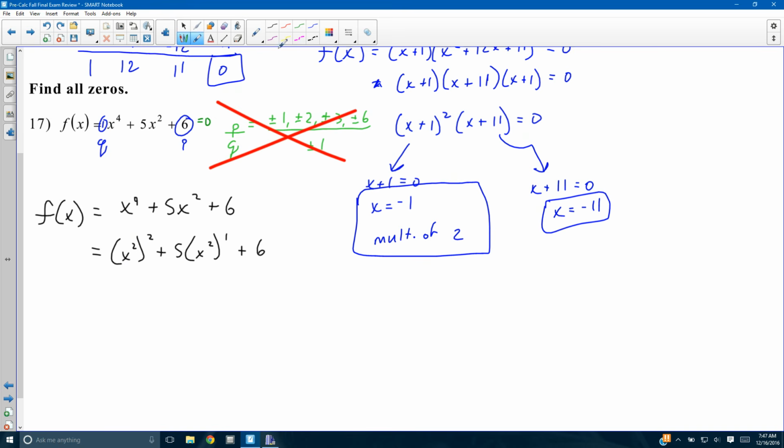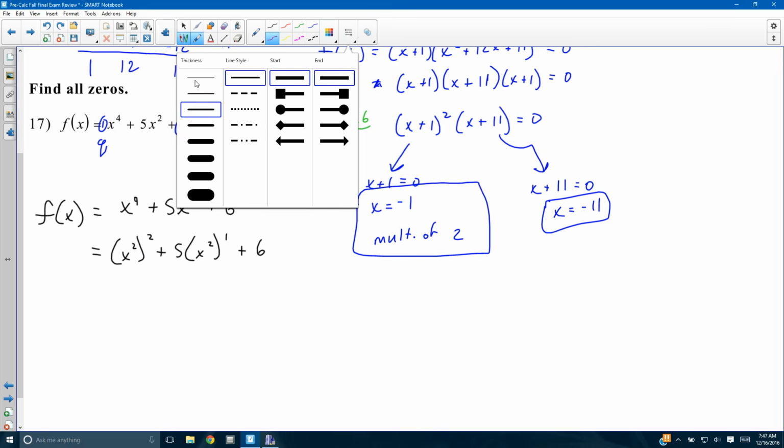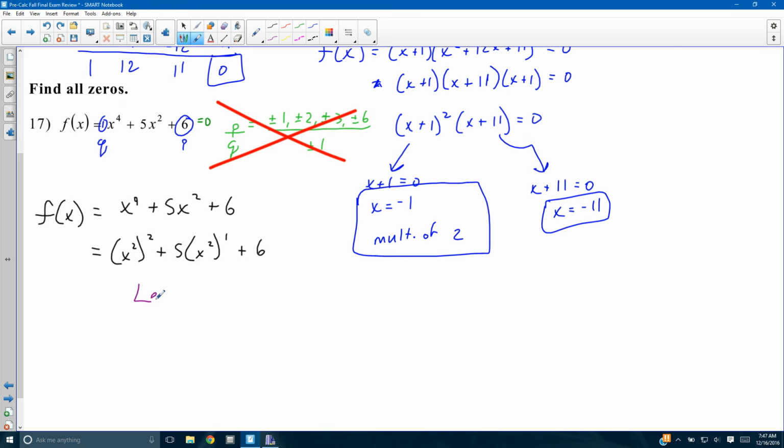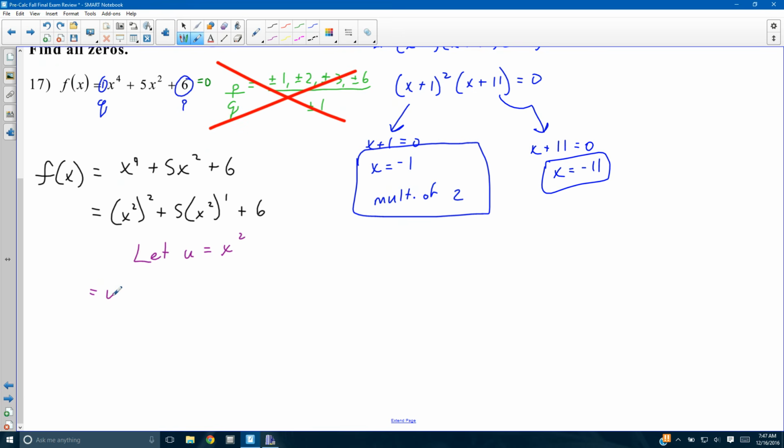If this looks a little confusing, feel free to assign a temporary variable. I always use the letter u. You're going to be using that a lot in calculus as well. Let u equal x squared, and this temporary variable gives you a better perception of what kind of problem this one here is. So it looks like that in the end, u squared + 5u + 6. That can factor to (u + 2)(u + 3). Okay?